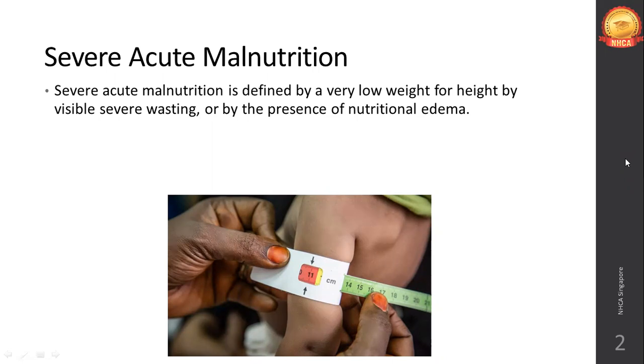So severe acute malnutrition is defined by very low weight for a child with respect to their height, by severe wasting. Wasting means muscle wasting. How do you identify wasting? You see a child who is so lean that you can actually see their bones, the skeletal structure of their body. That's what we call severe wasting. Or by the presence of a nutritional edema. Edema means swelling, overall body swelling.